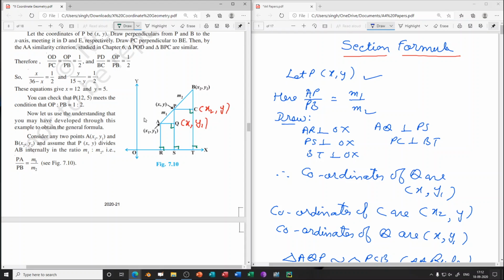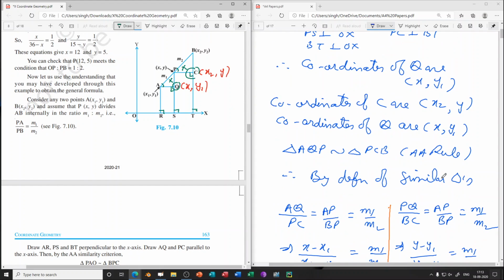How are they similar? It's very simple. We can see that angle Q and angle C are both 90°. Also, angle A and angle P will be equal. Why are they equal? Because AQ is parallel to PC, so they are corresponding angles. Therefore, triangle AQP and triangle PCB are similar.